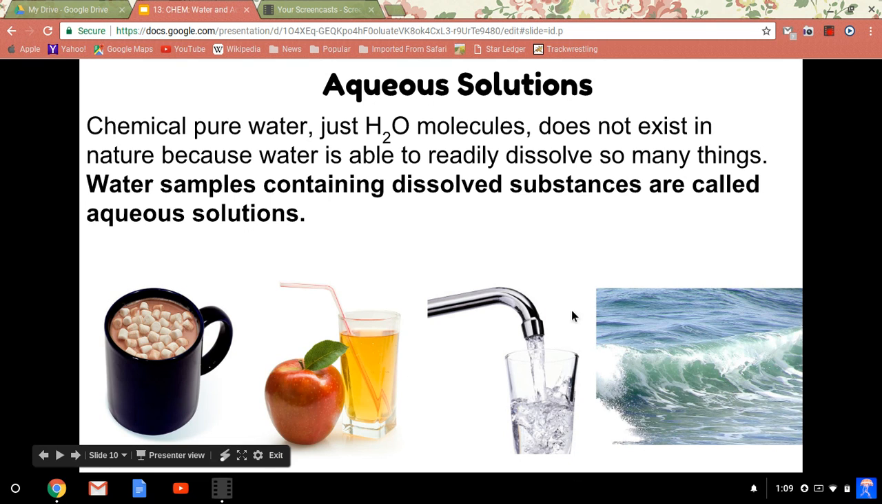Even our tap water that we drink is actually a mixture because it has different stuff. It's not exactly just pure water. Salt water, all the oceans where you go swimming in the summer, are aqueous solutions because they're water based with other stuff dissolved in it.